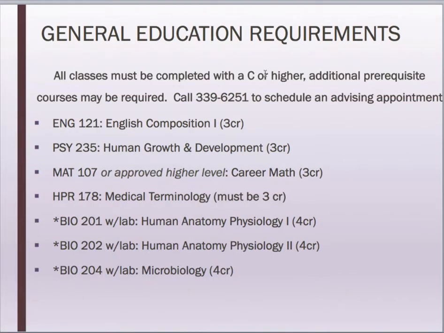The general education courses that are required for the Surg Tech program are English 121, Psychology 235, Math 107, HPR 178, which must be a 3-credit course, Bio 201, Bio 202, and Bio 204. We encourage students to make an allied health appointment by calling 970-339-6251. Together, you and your advisors will create an individualized plan for completing the general education courses in a timely fashion. If you need assistance registering for classes, the Allied Health Advisor can help you with that as well.